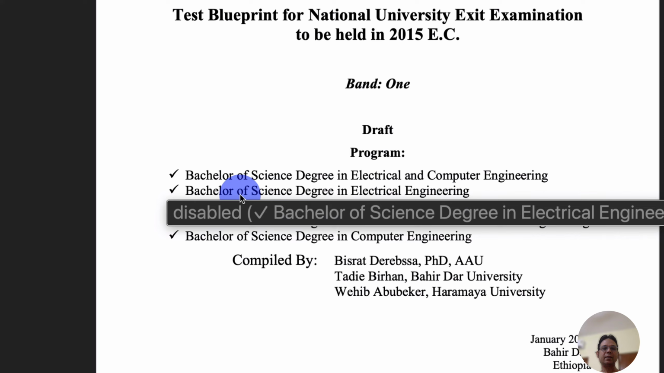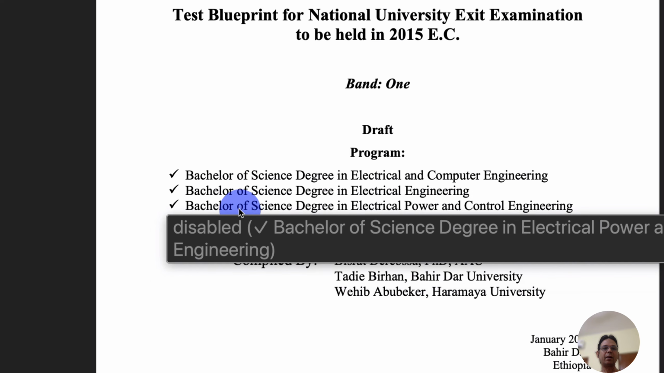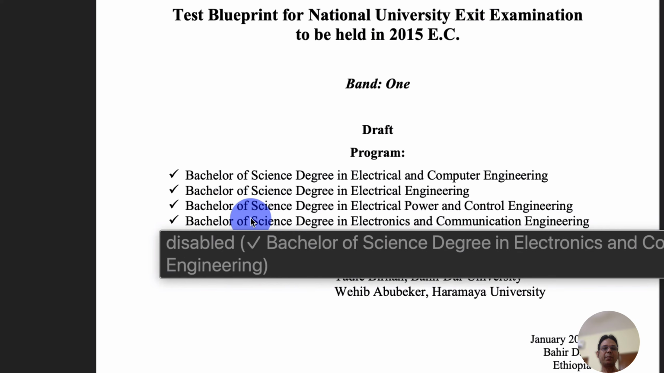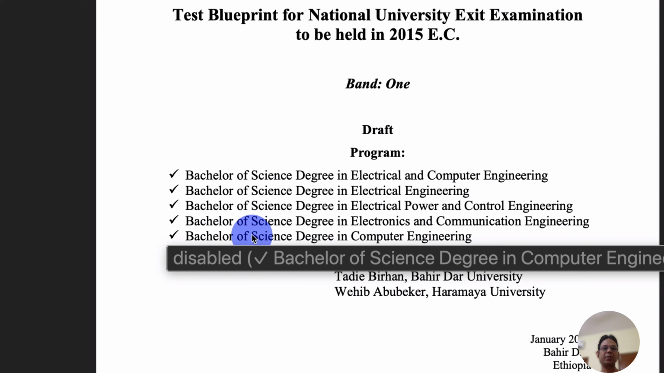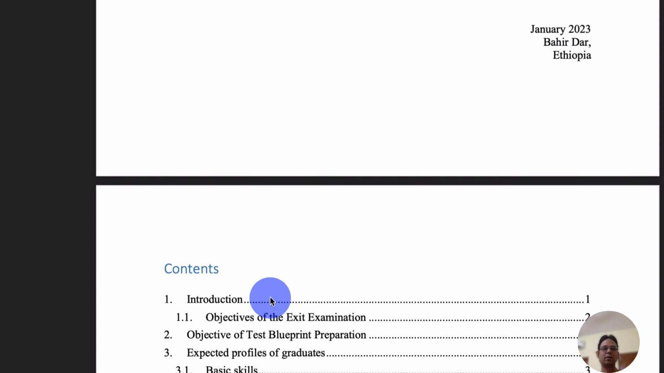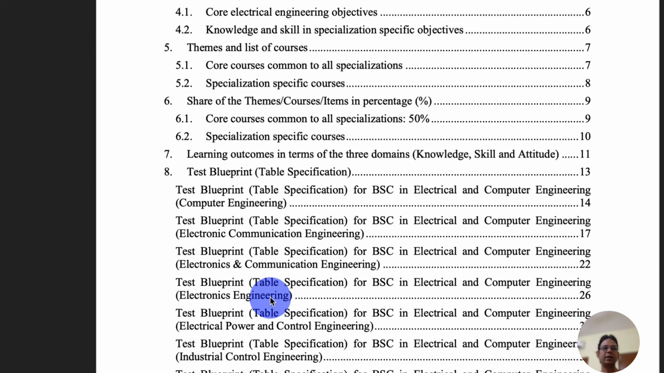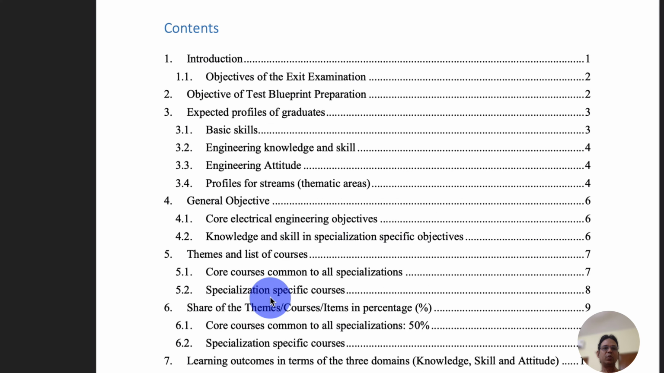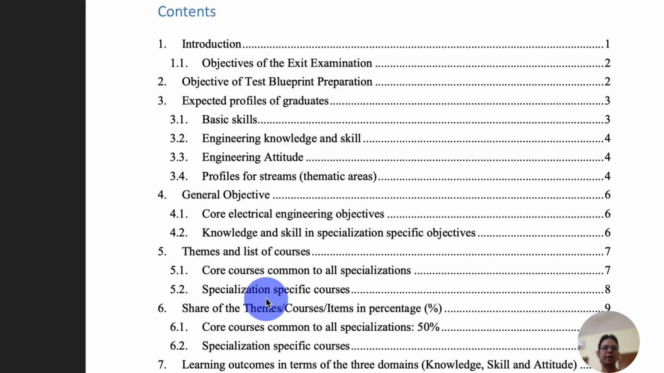Bachelor of Science degree in Electrical Engineering, Bachelor of Science degree in Electrical Power and Control Engineering, Bachelor of Science degree in Electronics and Communication Engineering, Bachelor of Science degree in Computer Engineering. So this blueprint will be applied on these programs. We will discuss in detail the blueprints, which will be helpful for giving the idea.